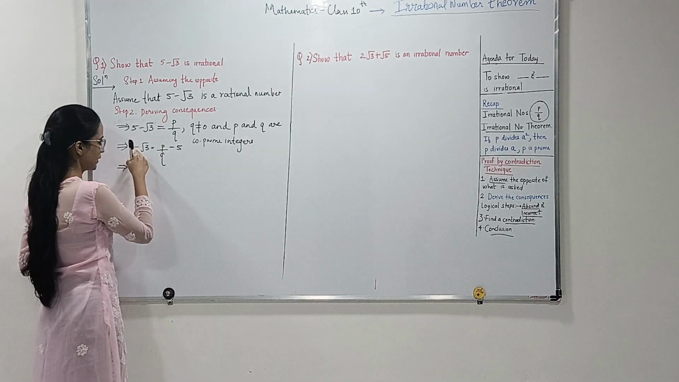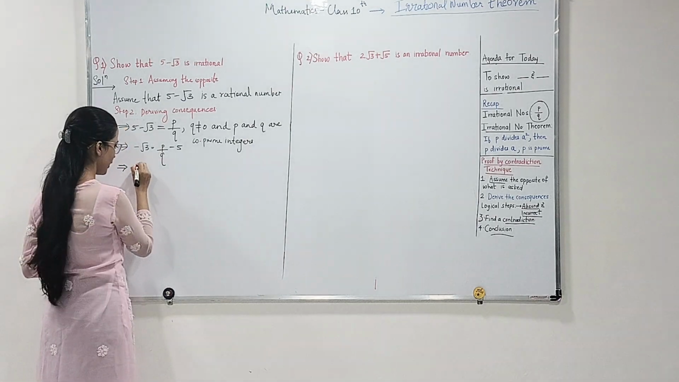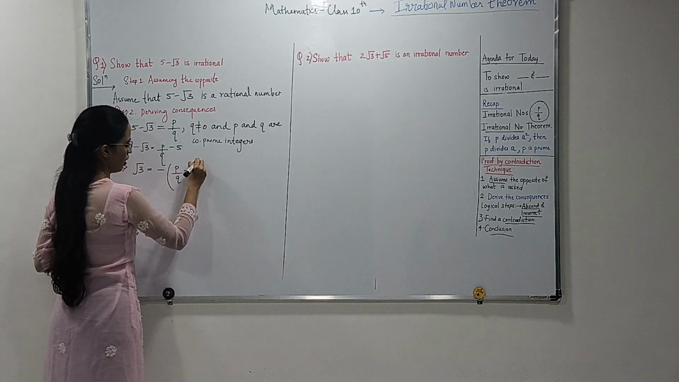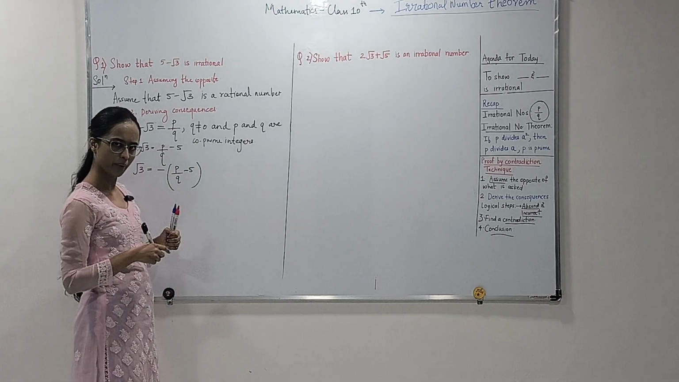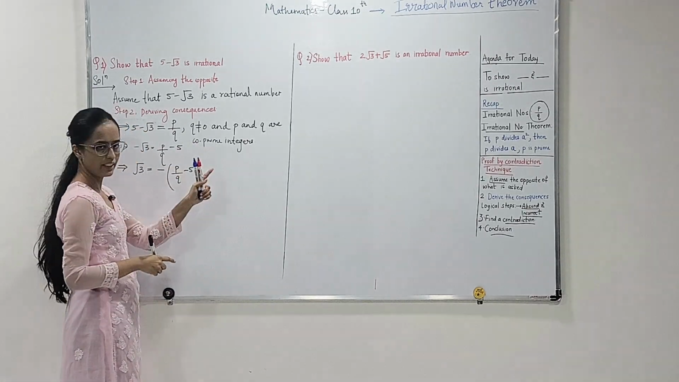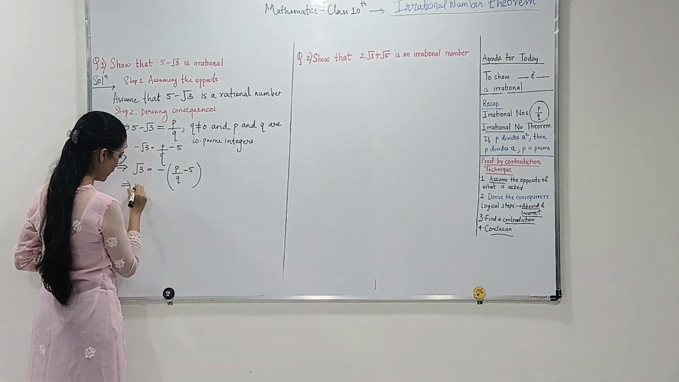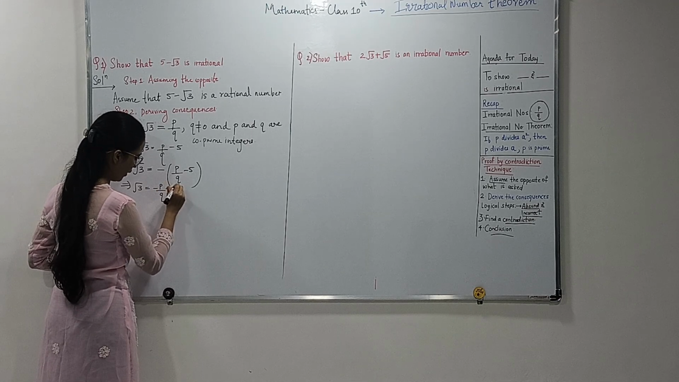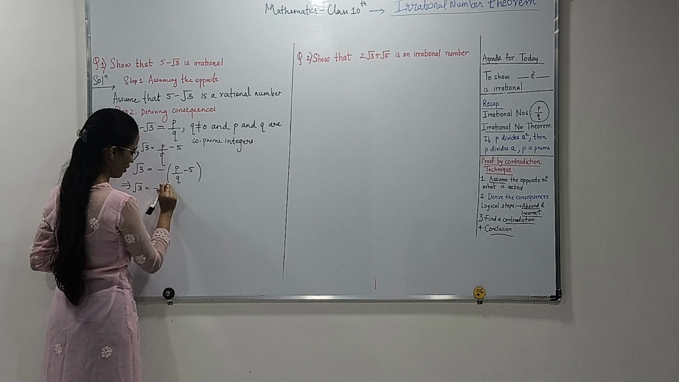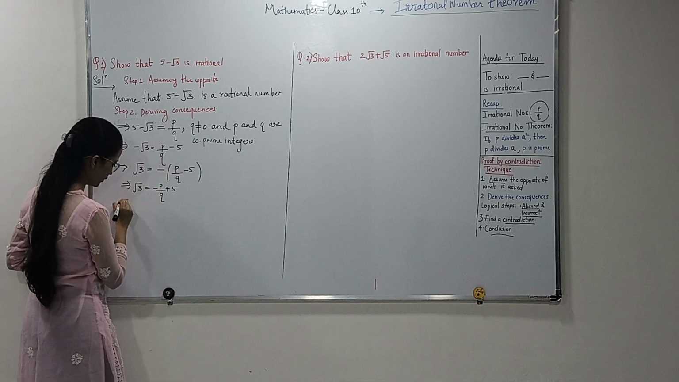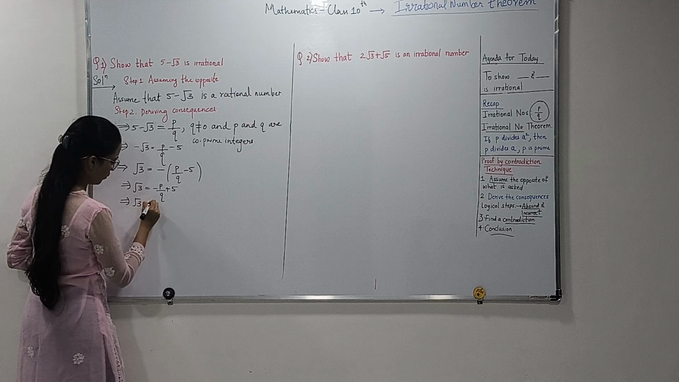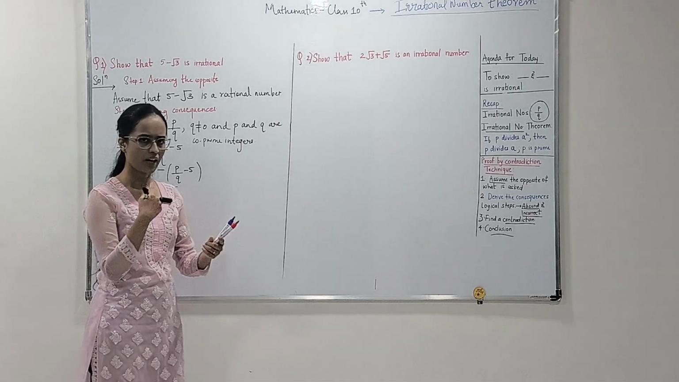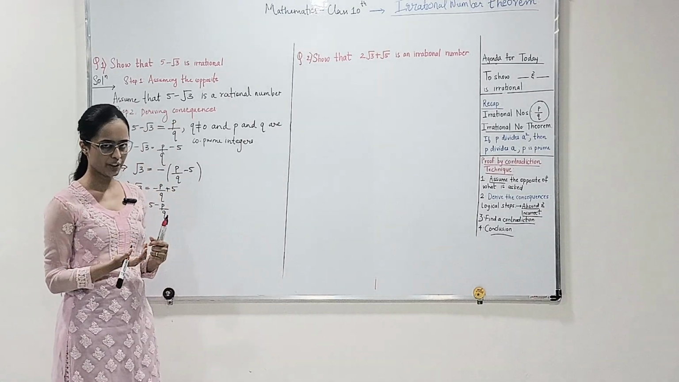So this implies, since minus into minus would be plus, I would get root 3 on the LHS, and on this side I would be getting minus into P upon Q minus 5. Now when I put this minus sign inside the bracket, what I get is root 3 is equal to minus P by Q plus 5. So this implies root 3 is equal to 5 minus P by Q. I have just commuted the terms. I have just written 5 first and later on minus P by Q.